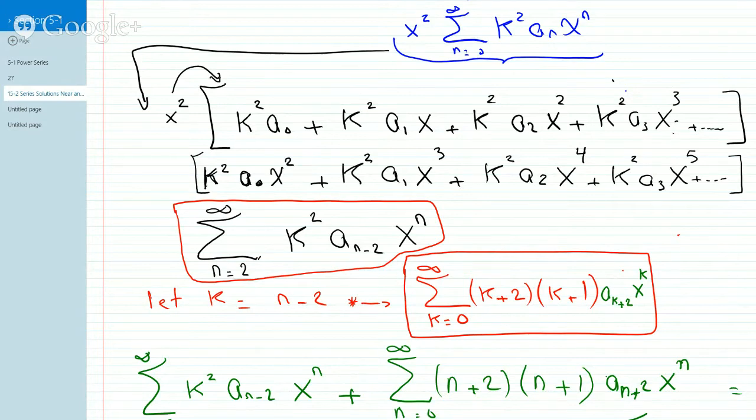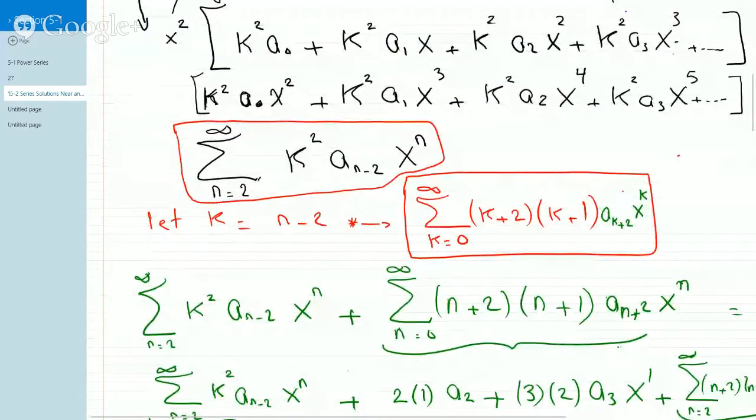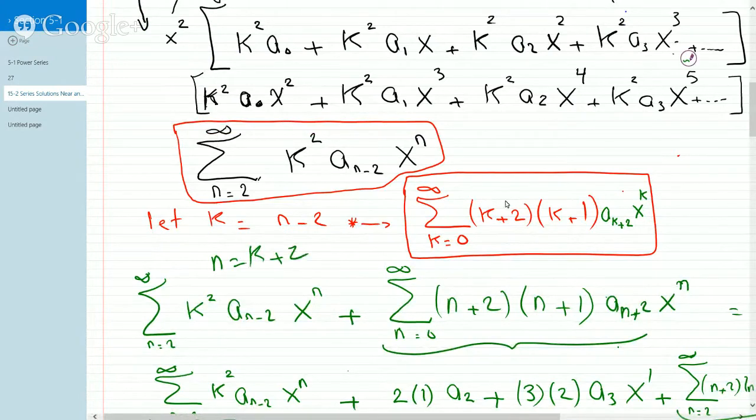Because what we're trying to do is make those two series start at the same end so we can combine them together. So we said let k equals n minus 2, and then we made the start at k equals 0, and wherever there is an n, we plugged in k minus 2. We shifted the index basically, because from this you can say n equals k plus 2.